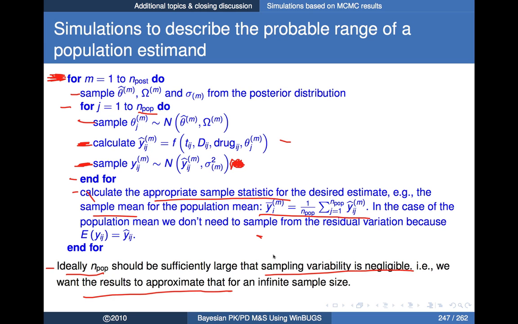Let's see, trying to think if there's anything else I need to tell you about that process. So the key thing here is we've got that nested simulation. In addition to the outer level of sampling from our posterior distribution, we also have this process in the middle where we need to generate essentially a population of individuals that we're going to be taking a statistic over.